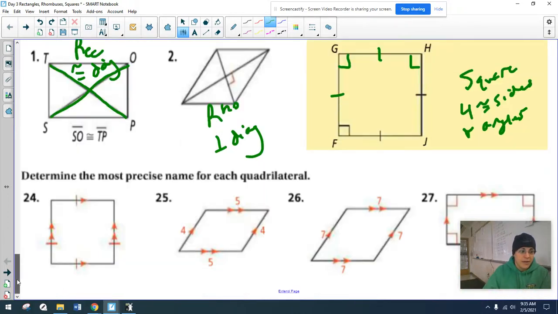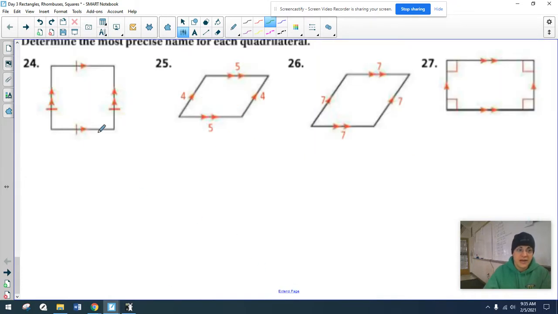Okay, and then these down here are the same thing. So most precise name for it, this one down here just shows you 4 equal sides, and opposite sides are parallel. So all that means is it can be a rhombus. I need to know something else, whether that has the angles or something about the diagonals to determine that it's a square. Over here, I've got opposites parallel and opposites are equal. So for this, it's just going to be a parallelogram.